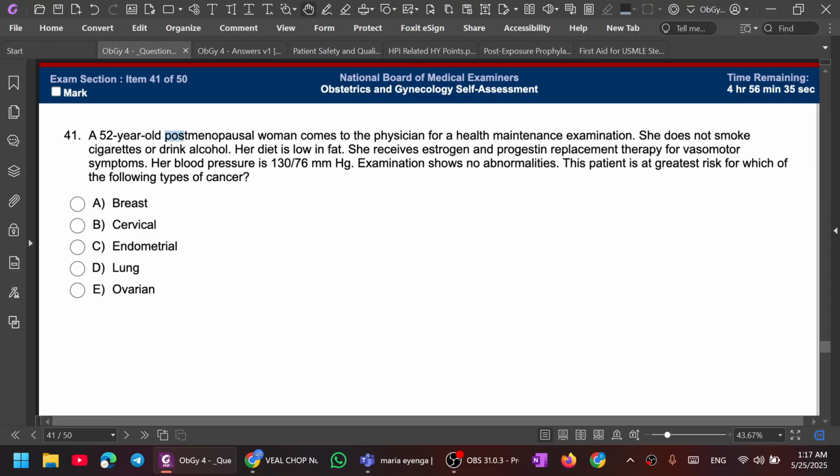A 52-year-old postmenopausal woman comes to the physician for a health maintenance examination. She does not smoke cigarettes or drink alcohol, and her diet is low in fat. She received ERPR replacement therapy for vasomotor symptoms. Her blood pressure is 130 by 76. The patient is at greatest risk of which of the following types of cancer?